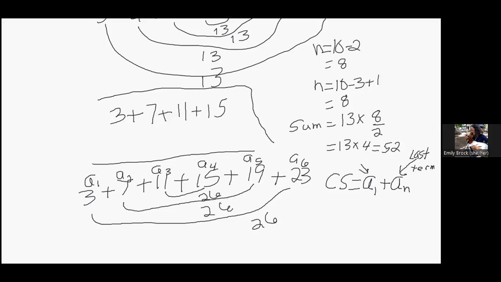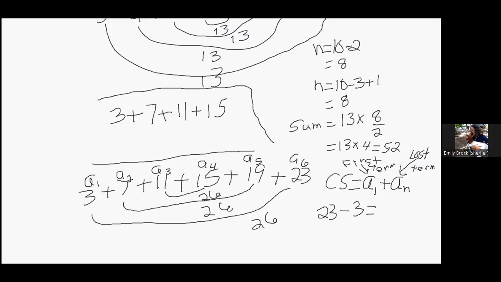So our common sum is the first term plus the last term. That stays the same for all of these sums of numbers. What gets a little tricky is counting how many numbers there are. So in this case, we ended with 23. We started with 3. This is the way I like to think of it.